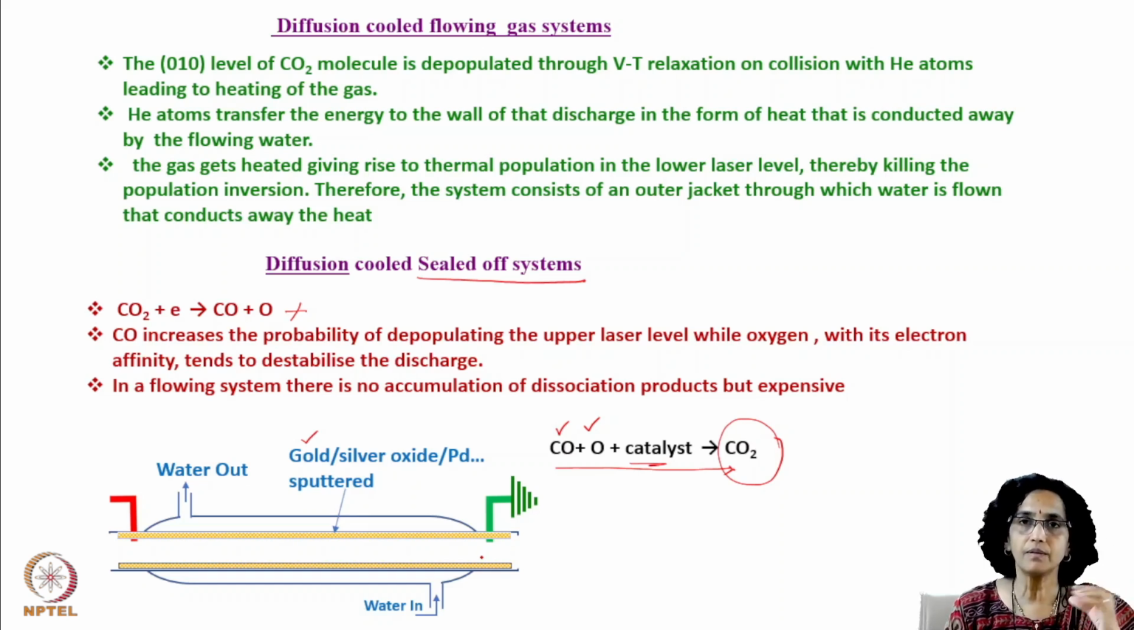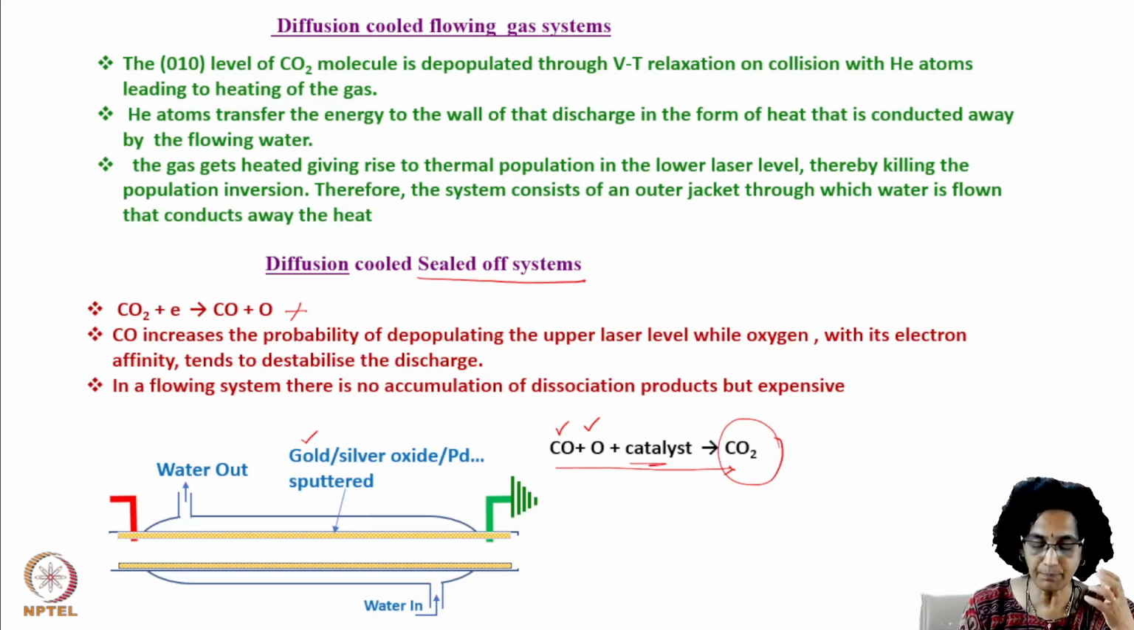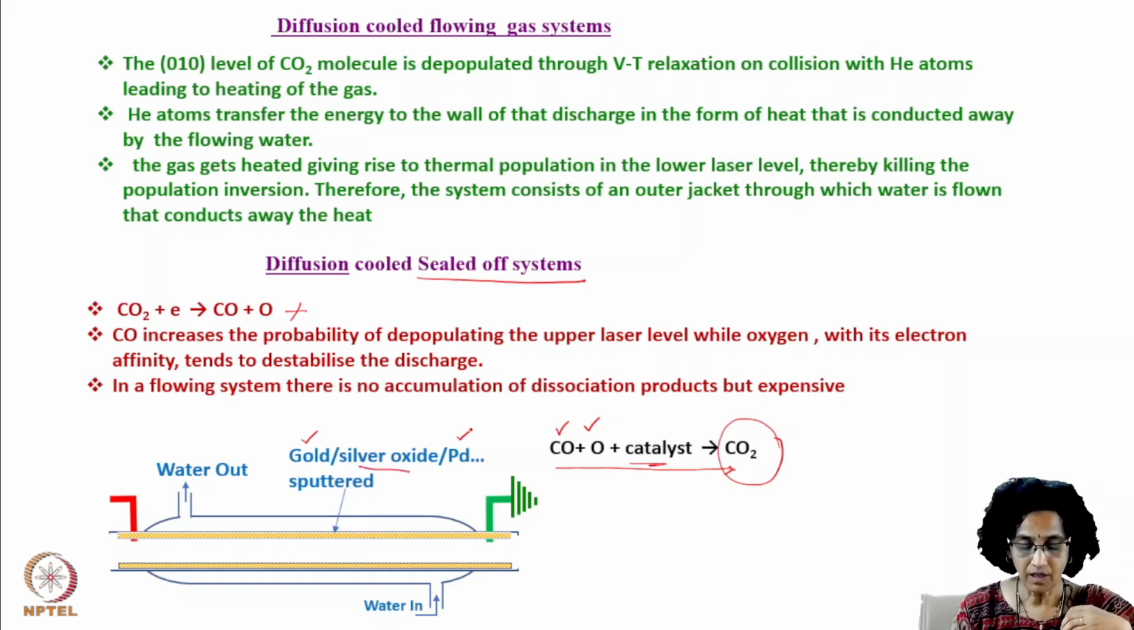And the thickness of the coating, the temperature that is required for the coating, etc., are so decided that it functions well in a discharge region. The catalysts generally used are gold catalyst, silver oxide, palladium, etc., which can operate at that discharge temperature condition. And sealed off systems nowadays are quite well developed, and you can have almost 2000 hours of continuous operation for even outputs as high as 200 watt.